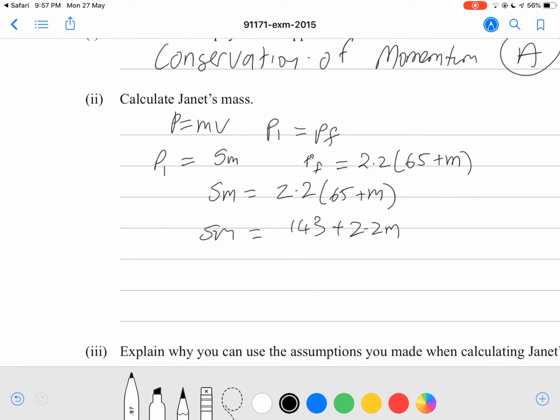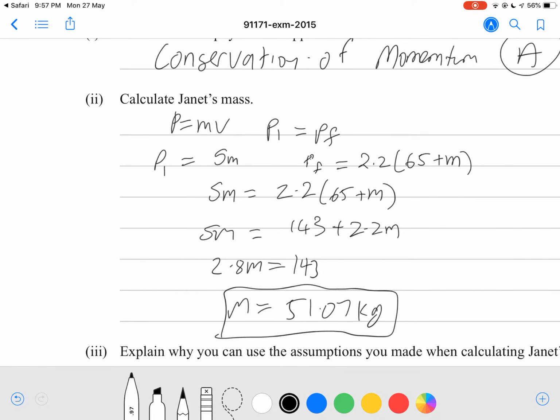Plus 2.2 is going to become minus 2.2. Okay, so it's going to become 2.8m is equal to 143. And if you do 143 divided by 2.8, we should get 51.07. So therefore, we found out that the mass equals 51.07 kilograms. Okay, so that's your final answer here. So mass equals 51.07 kilograms, okay?